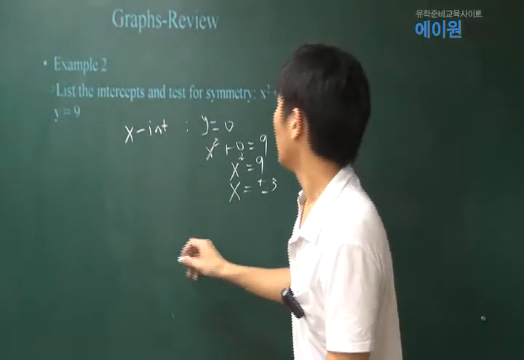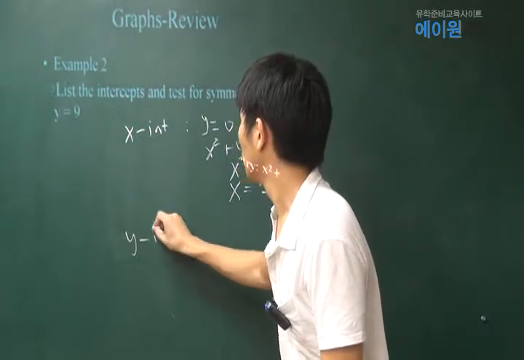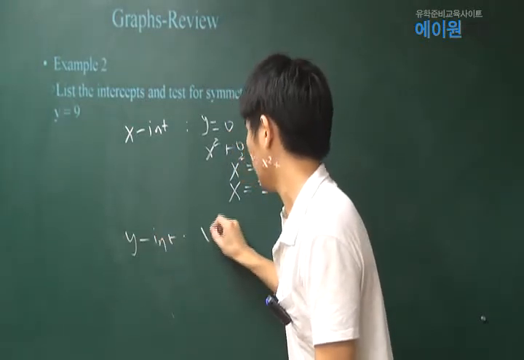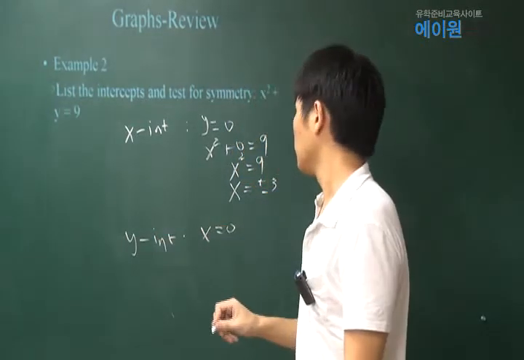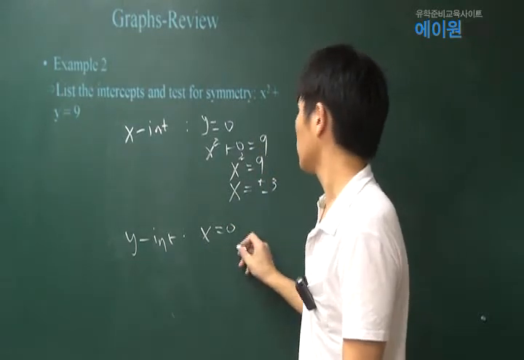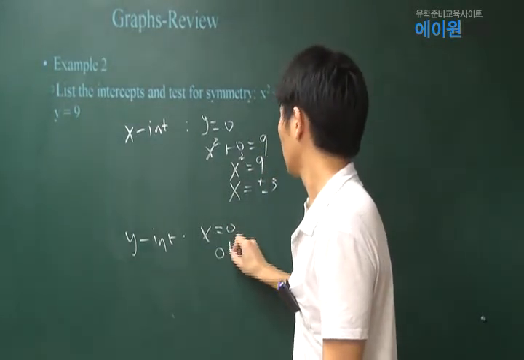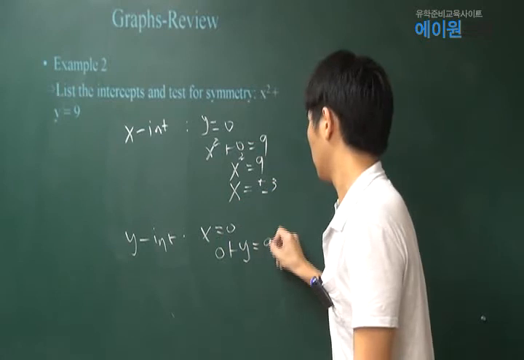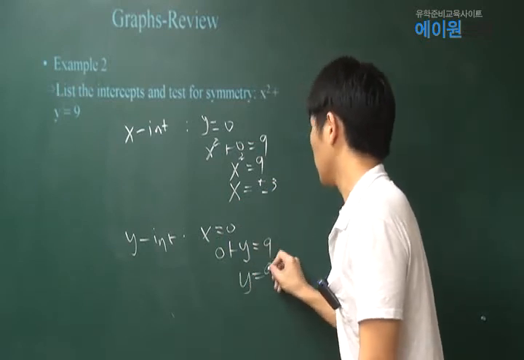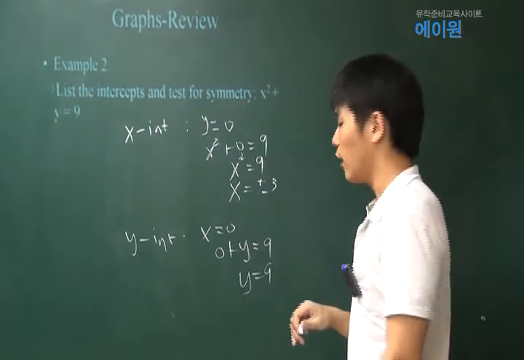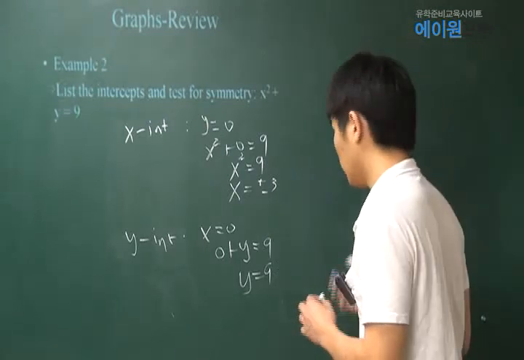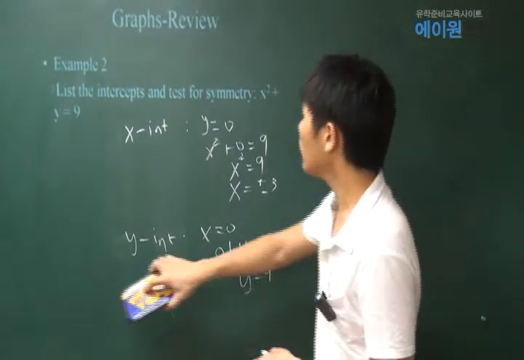Okay? Now the y-intercept. What do we do? We let x equal 0. So in this case, we let x equal 0, so that would be where y equals 9. So this is the y-intercept, where y equals 9. Okay? Now that we found the intercepts, let's test for symmetry.